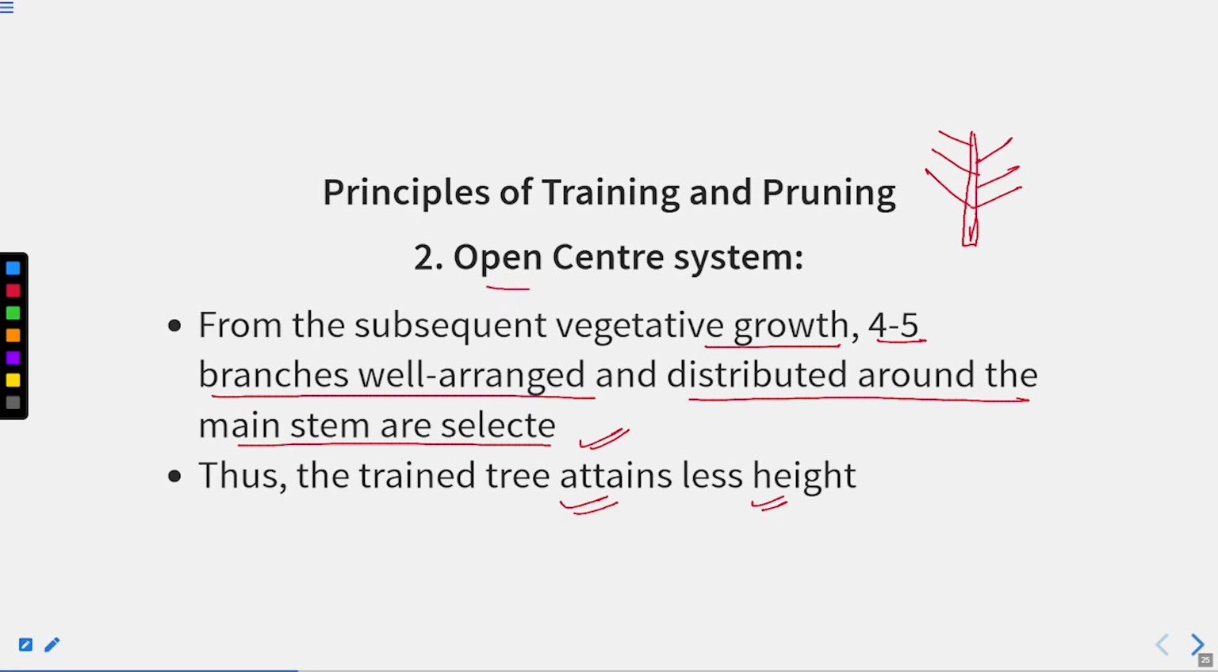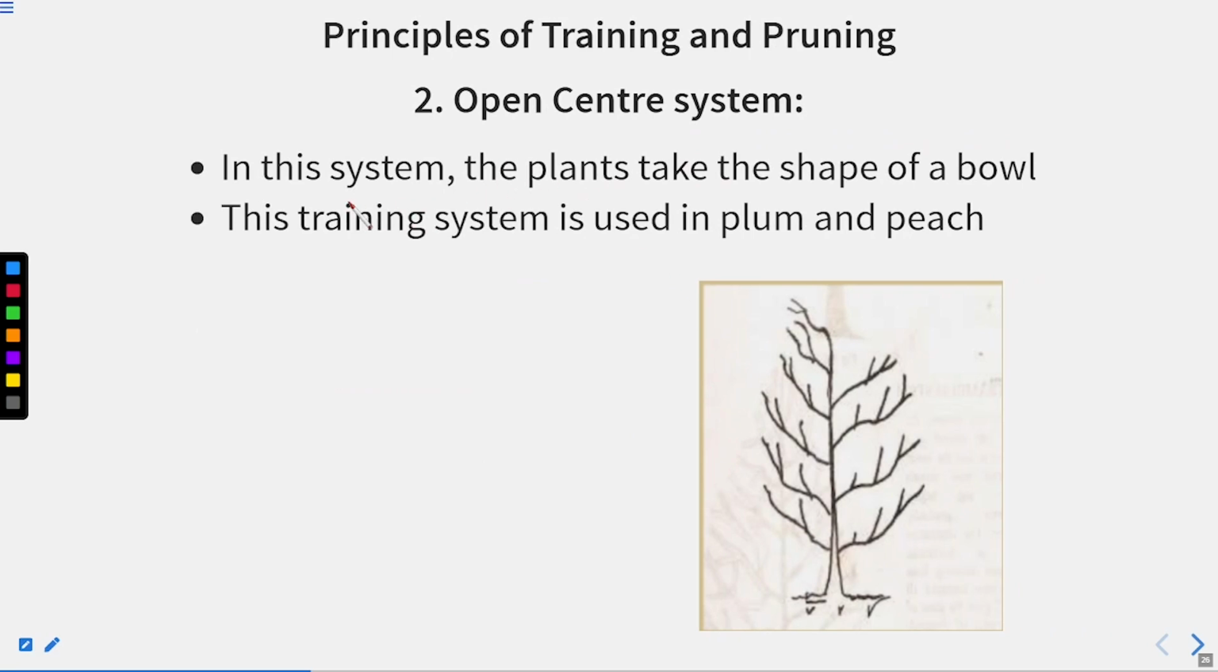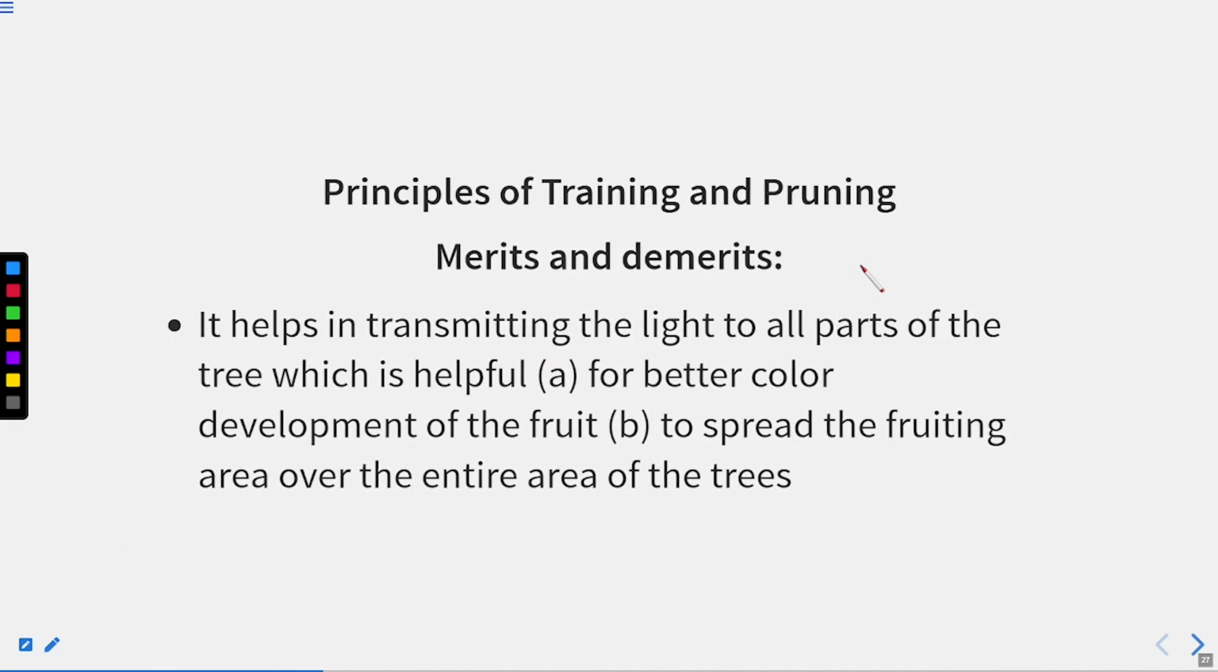So in the center leader system, it is having a great height. But in the case of the open center system, the trained tree attains a less height. In this system, the plants take the shape of a ball, and this training system is used in plum and peaches. So plum and peaches trees, they are having such type of system.